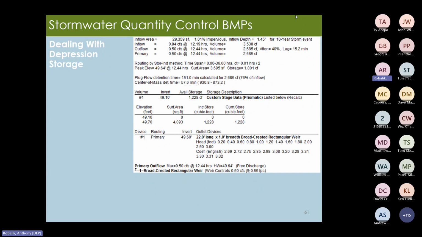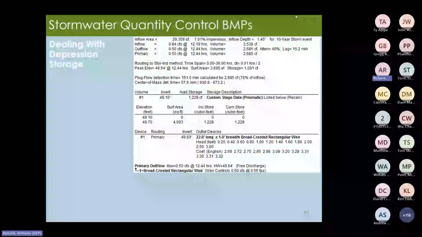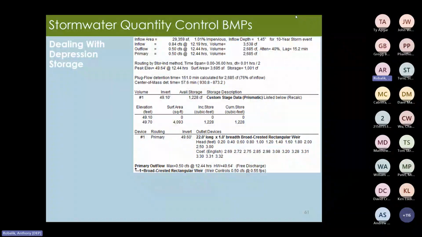of storage. And as you can see towards the bottom here, the storage discharges over a 22-foot-long broad-crested weir. The lowest elevation of the storage is at 49.1 feet, and the highest surface elevation, and this is for the 10-year storm, is at 49.64 feet. And all this input information is taken from the site conditions.